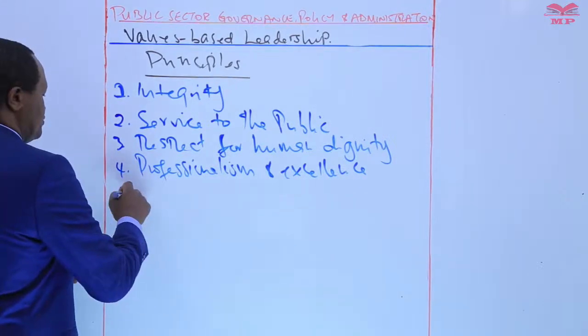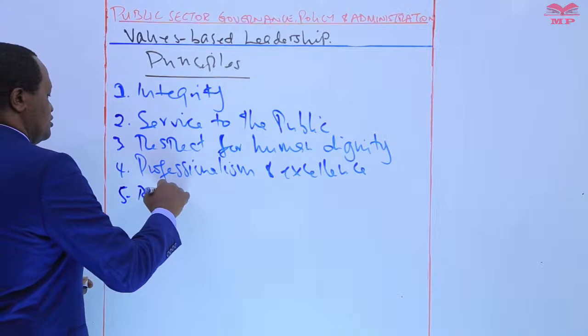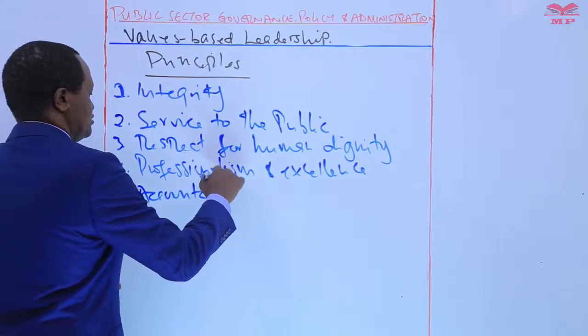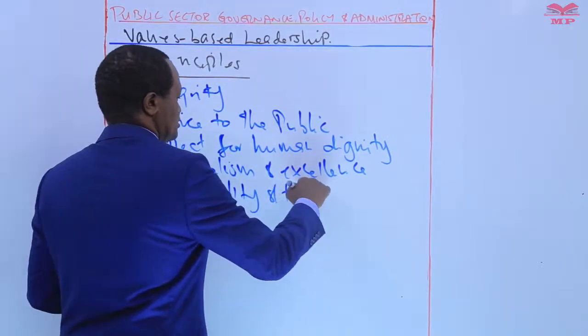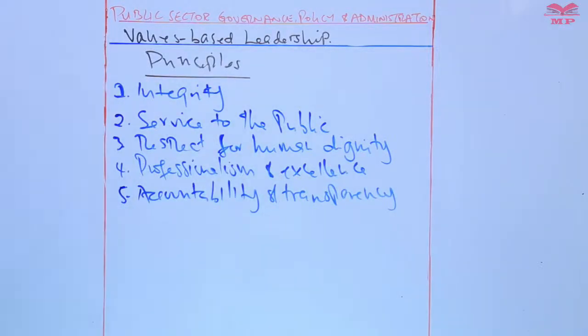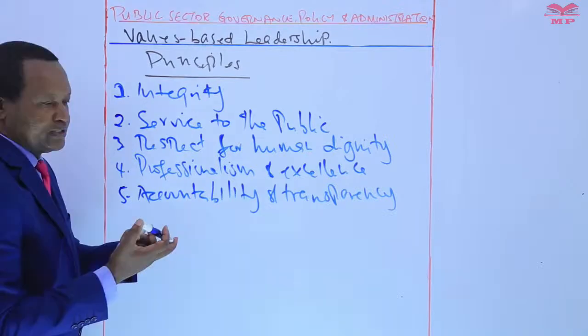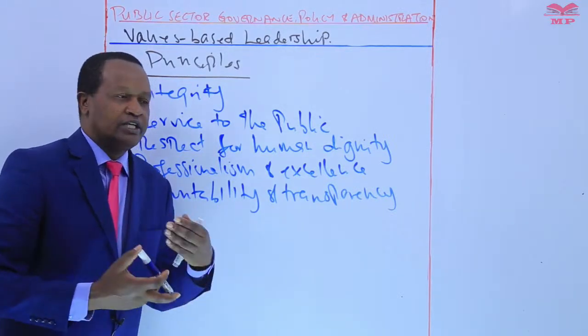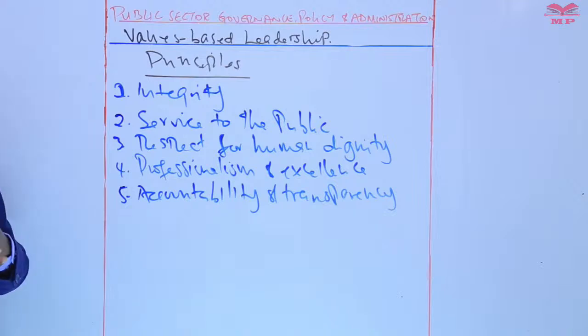Fifth, accountability and transparency. Accountability and transparency is yet a values-based principle. That means taking responsibility for one's actions and being open and transparent in communication and decision-making processes.